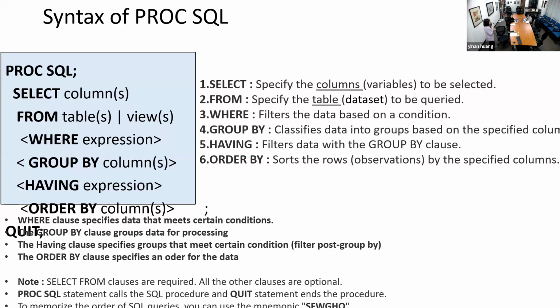So Dr. Ramchandra and other researchers came up with this mnemonic: so few workers go home on time, which refers to select, from, where, group by, having, order by. It helps us to remember the order. Like I said, we really recommend abiding by this order, otherwise you may encounter some errors.